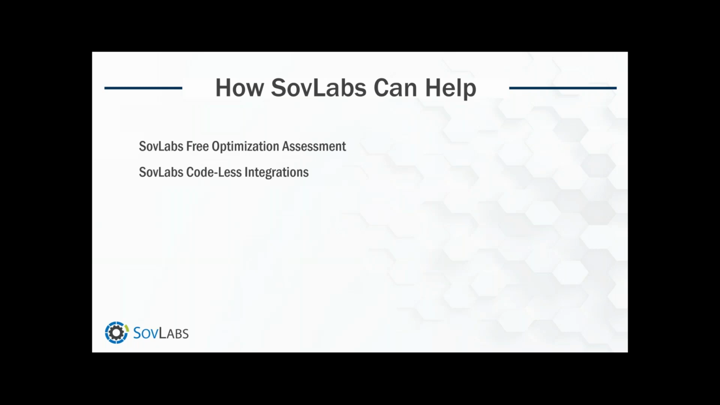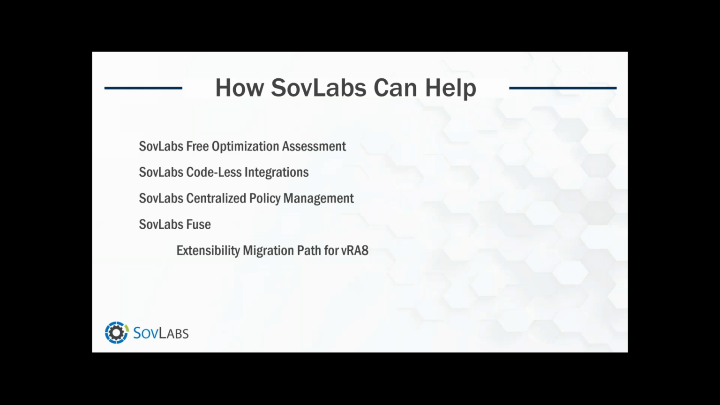The second way we can help is through codeless integrations. So we do have 30+ different modules for vRA. And we're going to look at those modules for vRA 7. We're also going to look at how they can help you with moving to vRA 8. Some very interesting things that we have going on there. Centralized policy management, we'll talk about that in a few minutes. And then SovLabs Fuse, which is our next-gen platform, we're going to take a look at that. And that is what's going to provide the extensibility migration path for vRA 8, as well as multi-platform support.